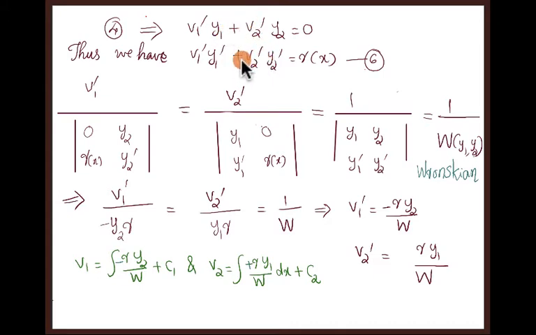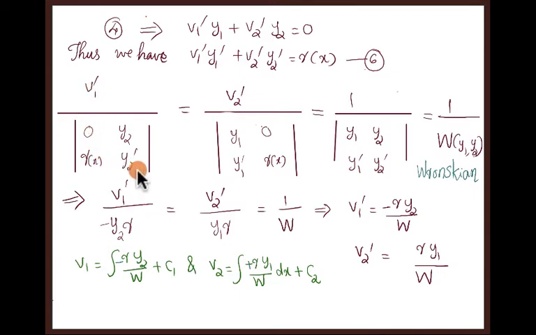We can solve these two equations to obtain the values of v1' and v2'. Then we can integrate v1' and v2' to obtain the values of v1 and v2. Our particular solution will be obtained as y = v1 y1 + v2 y2. Now, the solution of this set of equations is given by this relation.